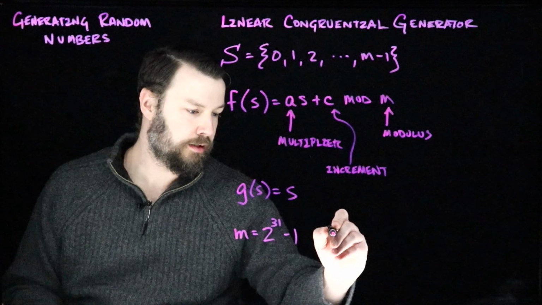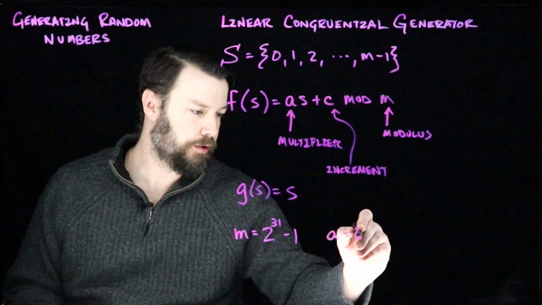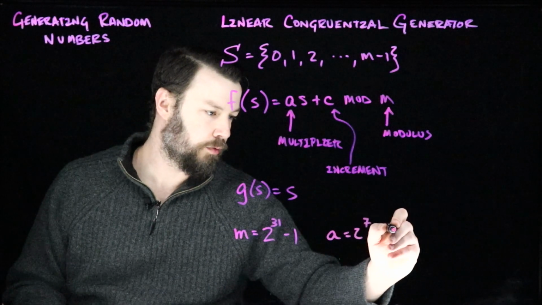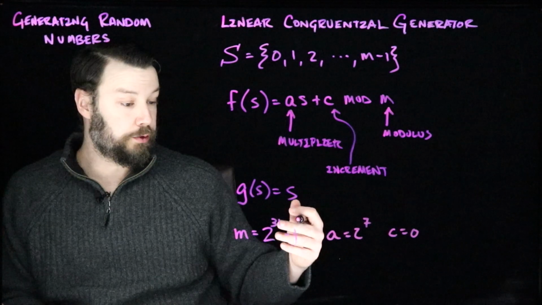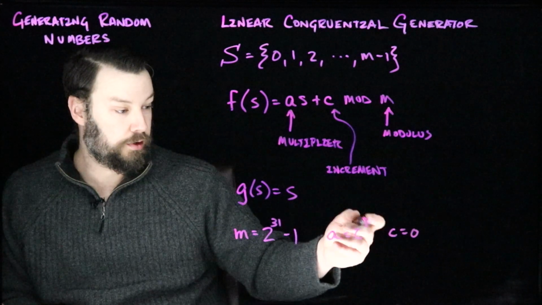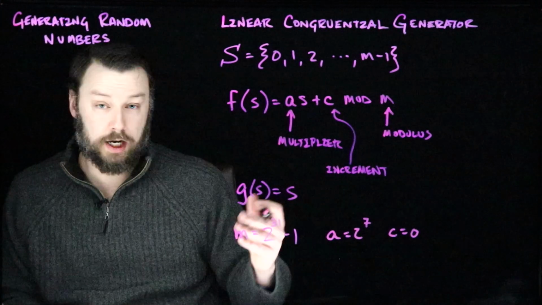And then a, maybe something like 2 to the 7th. And then one proposal will just have c being 0. So in this example, all you would be doing is taking your state and multiplying it by this number, and then taking the remainder after you divide by m.